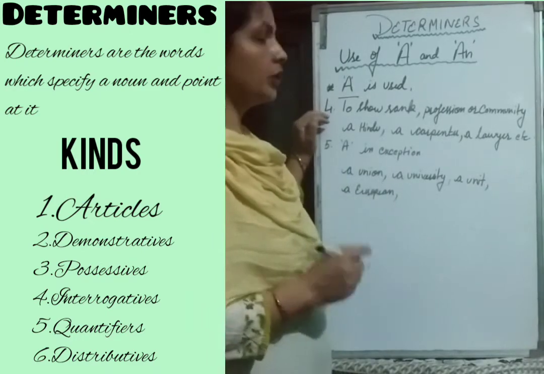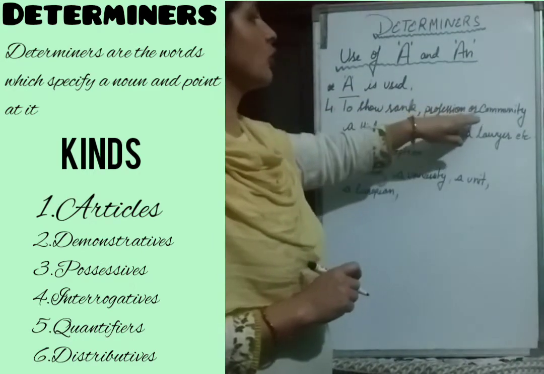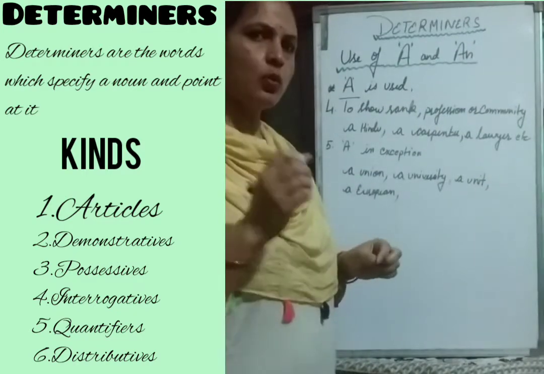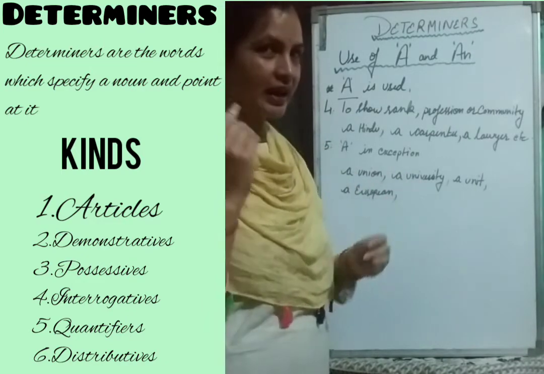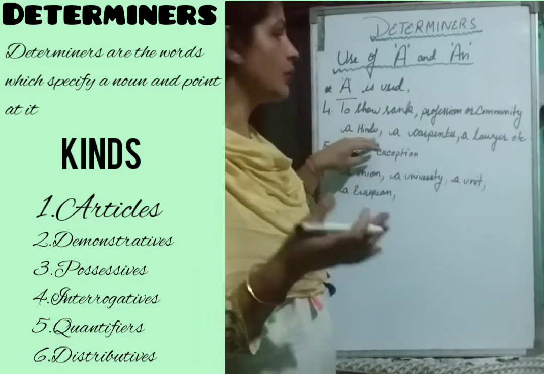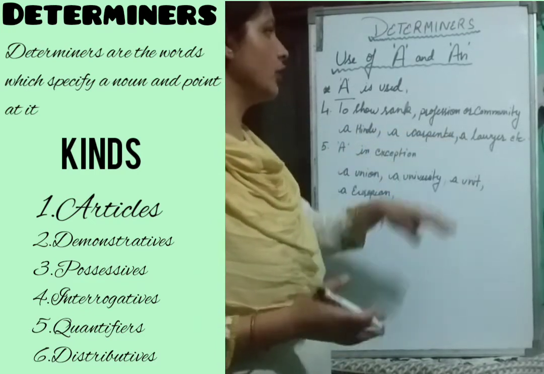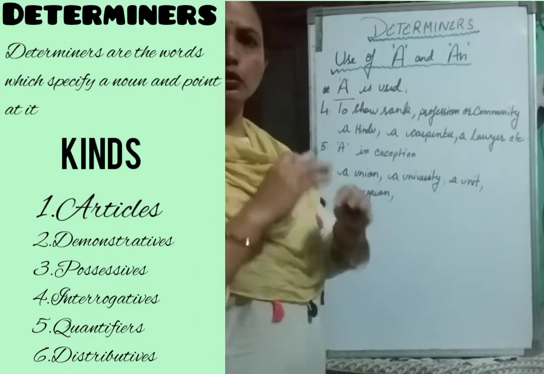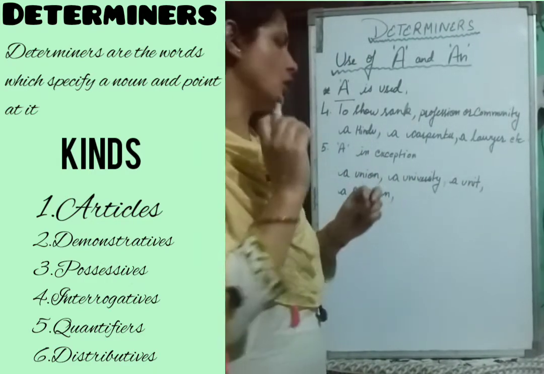Now the fourth rule: to show rank, profession or community. Whenever we have to show rank, profession or community, we use a before such words, like a Hindu, that is religion. A carpenter, that is work, that is profession. A lawyer, that is a rank. So we have used a before such nouns.